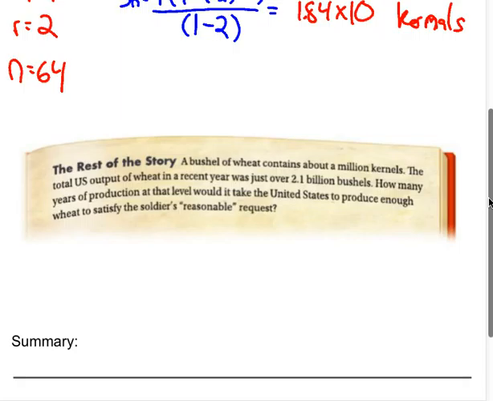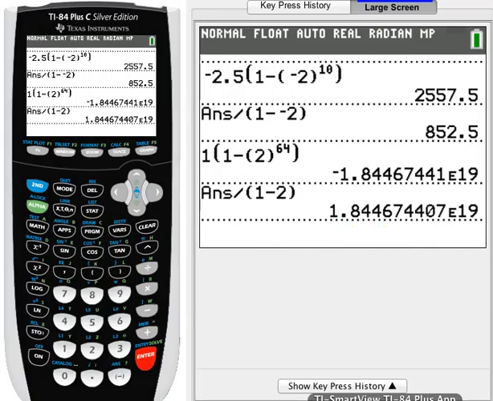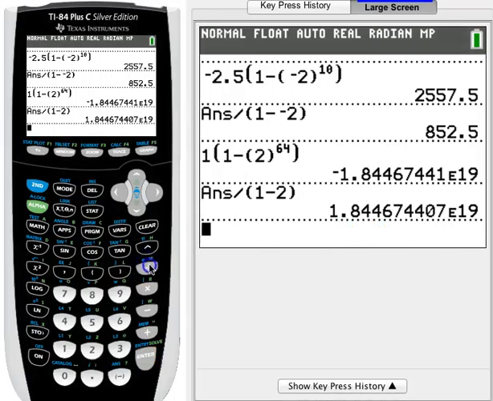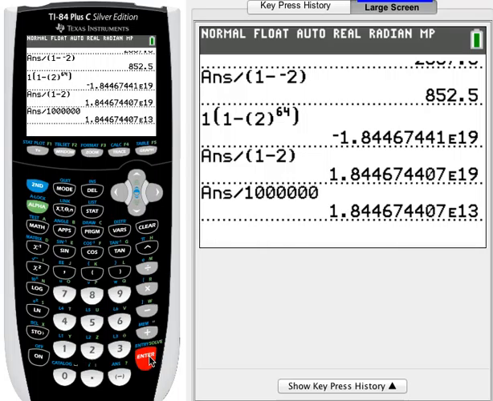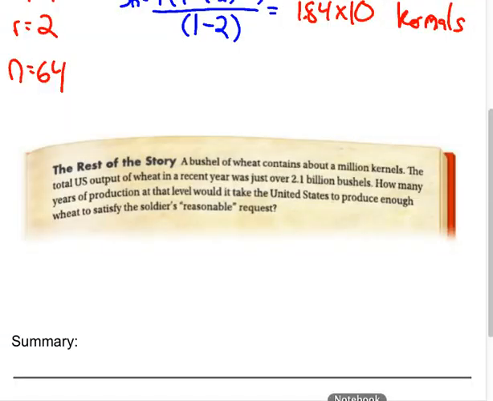So let's see how many bushels this equates to. So I'm going to take that, and how many bushels will it be? Well, let's divide it by that million. All right, so I'm dividing by a million. So it's still 1.84 times 10 to the 13. So that's how many bushels of wheat we're talking about.